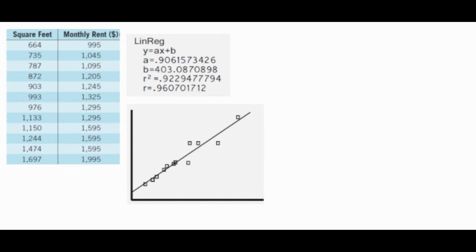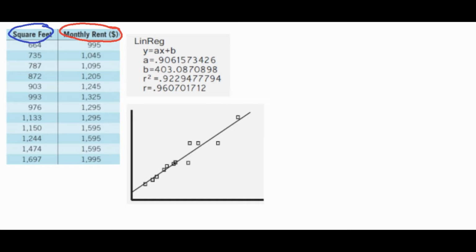Example number 2, we're going to be talking about a linear regression line, scatter plot, and a correlation coefficient. So if you look at the table, you're going to see in one column you have square footage, and in the other column you have monthly rent. And if you notice, as the square footage increases, in other words, the more livable space you have in an apartment, the more you're going to pay in monthly rent. So if we plot all those data points on a graph, we get this scatter plot that you can see right here.